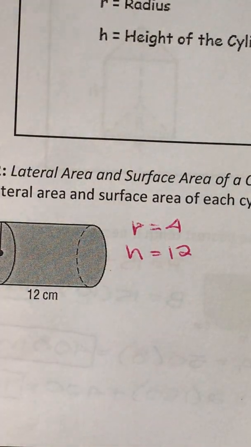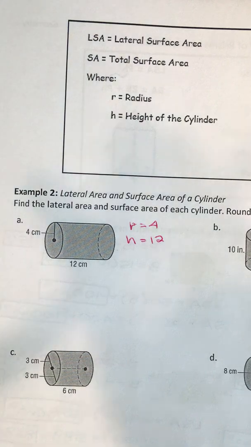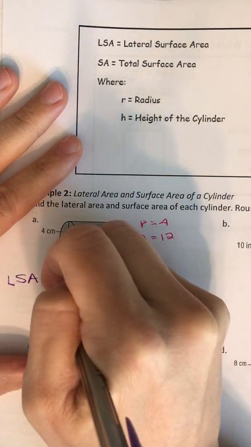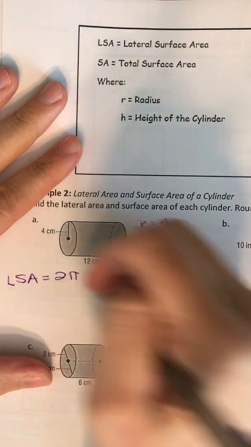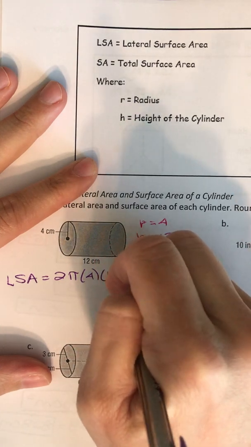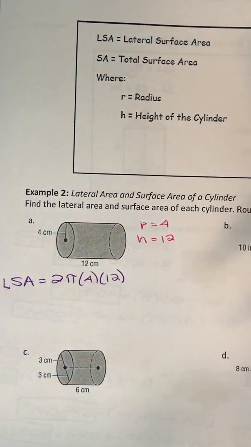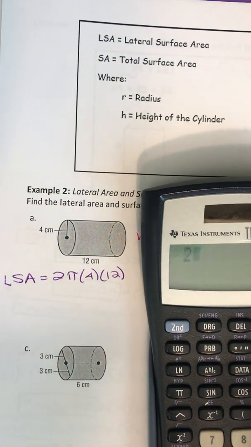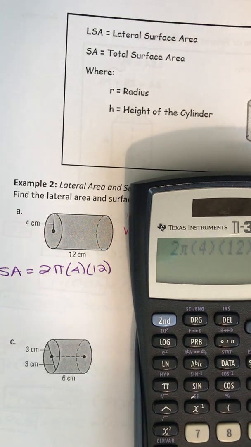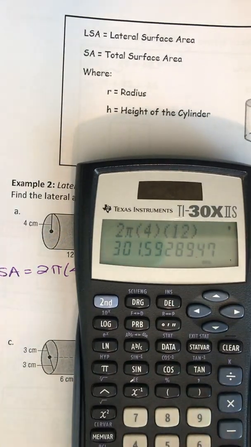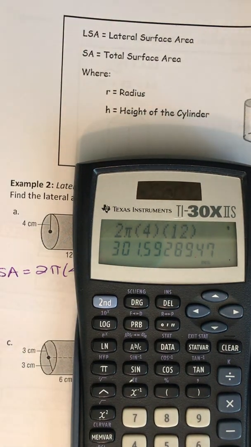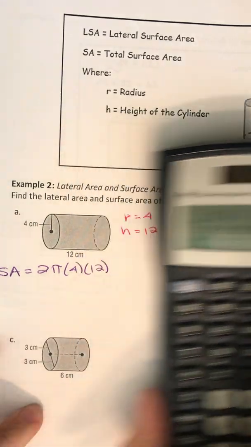So for my lateral surface area, I have 2 pi 4 12. So I'm just going to plug that right into a calculator. 2 pi times 4 times 12, and I get about, it says round to the nearest tenth, so I'm going to do 301.6 centimeters squared.